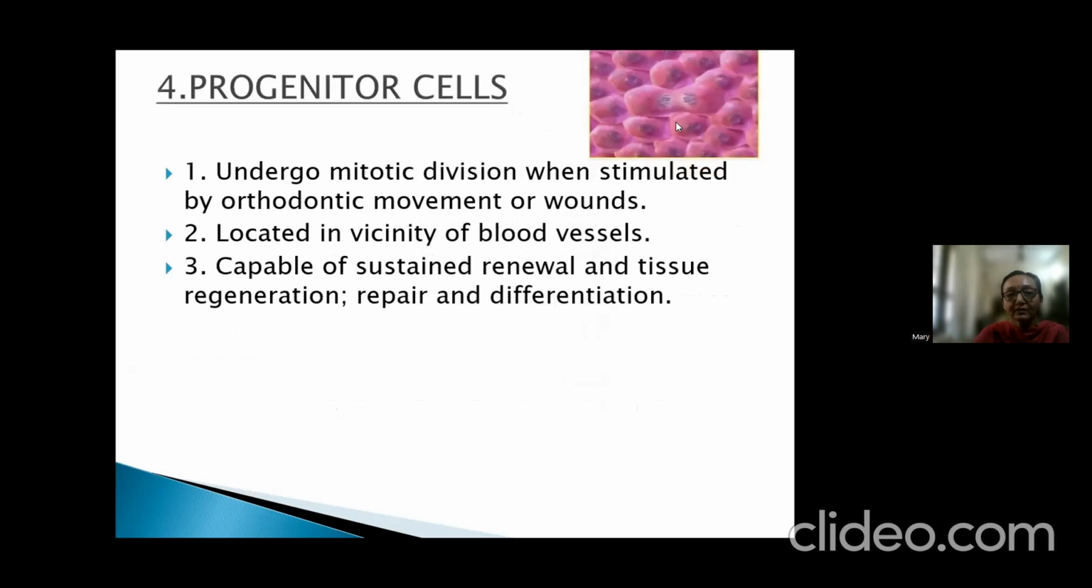So coming to the fourth group of cells, that is the progenitor cells. These are cells that can undergo mitotic division when they are stimulated. This could be an orthodontic movement or when there is any trauma or wounds. They are usually located in the vicinity of blood vessels, so they have a rich nutrient supply and they are capable of sustained renewal and tissue regeneration. They help in repair and differentiation of cells. That is, they are capable of differentiating into any type of cells. That is, it could be a cementoblast or osteoblast or a fibroblast.